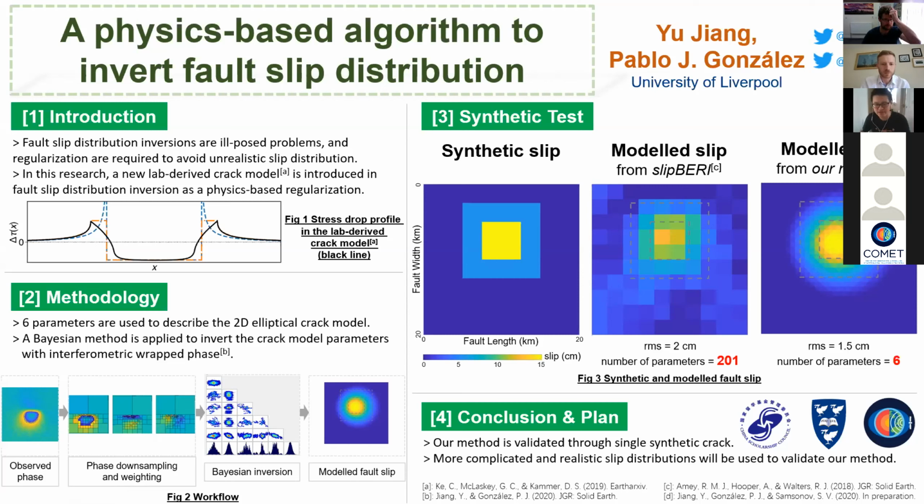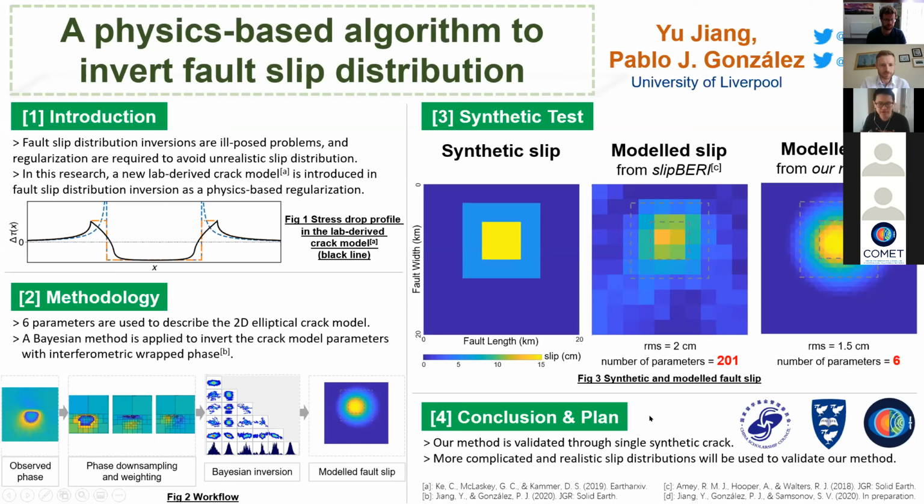less the same thing. But the thing I want to highlight is that the number of parameters is hugely reduced in our new method, which is 200 for slippery and only 6 in our method.